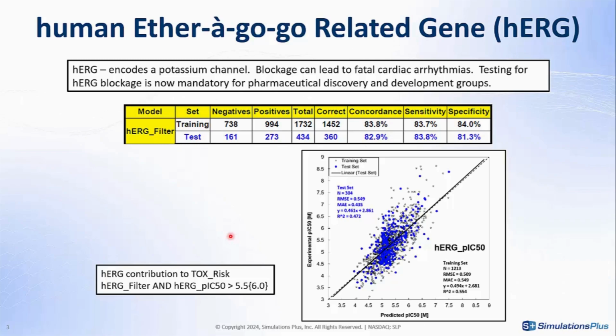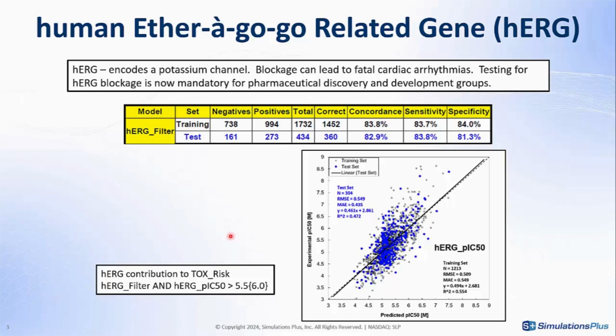So if the study said that the compound was under 10 micromolar, it would be a positive for the hERG filter. And then also there might be qualitative information. It just says, yeah, this is a hERG binder. So we don't have the quantitative value for that. And then we also have a model that predicts the pIC50, so negative log of the IC50 value. This is in molar quantities.